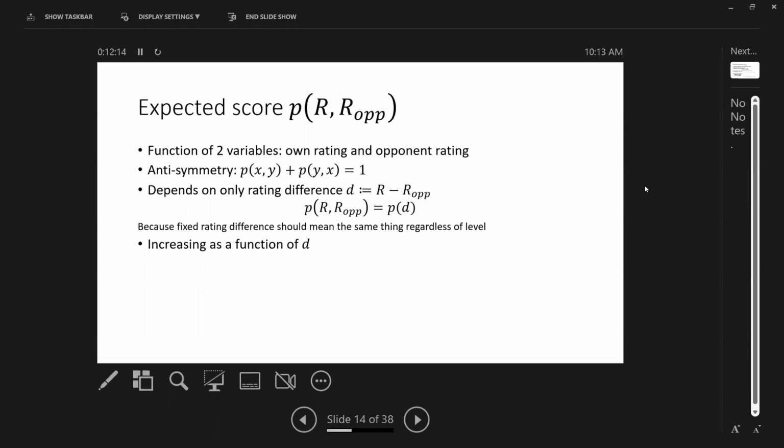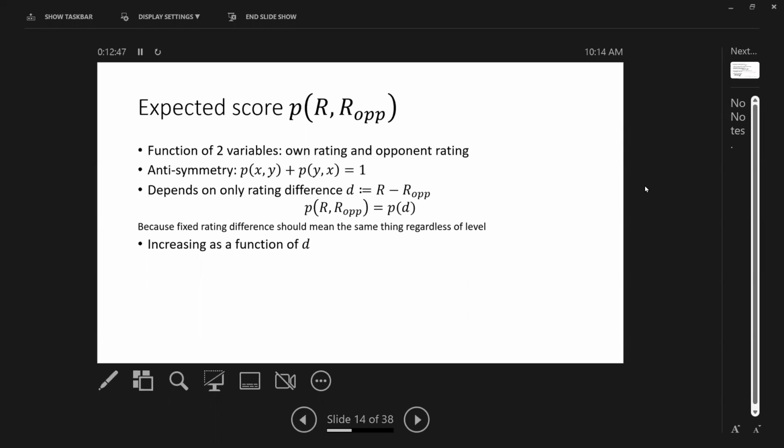And if you think a bit more carefully, you want rating to scale nicely. You want the same amount of rating difference to mean the same thing at the amateur level or at the master level. So maybe to simplify things, you actually want this expected score function to only depend on the rating difference between you and your opponent, not the absolute ratings. So right now we're down to a function with a single variable, which is the rating advantage you have over your opponent, which we denote by D.